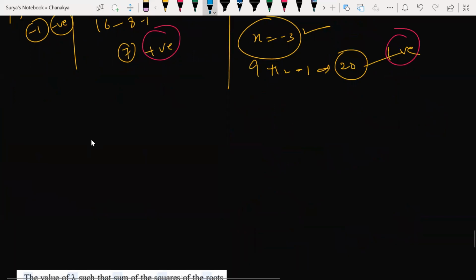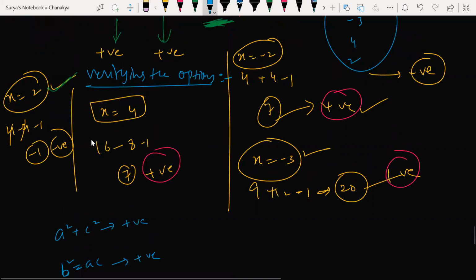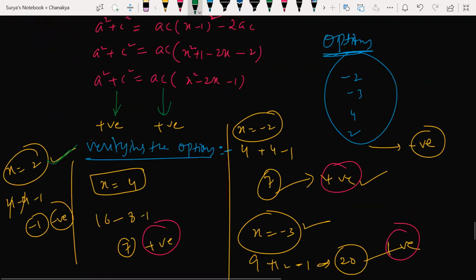Here, let me, 1 second, guys. A square plus c square is positive, right? It is positive or not? B square is equal to AC. B square is nothing but anything to the power of 2. Anything square is always positive or not? Understood? Yes, sir. Then what we have here, x square minus 2x. This is positive. This is also positive.